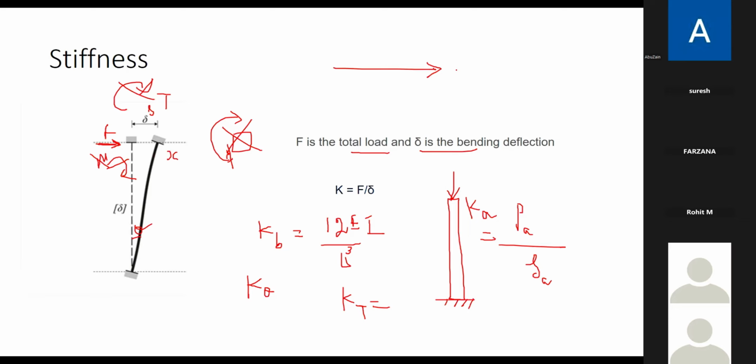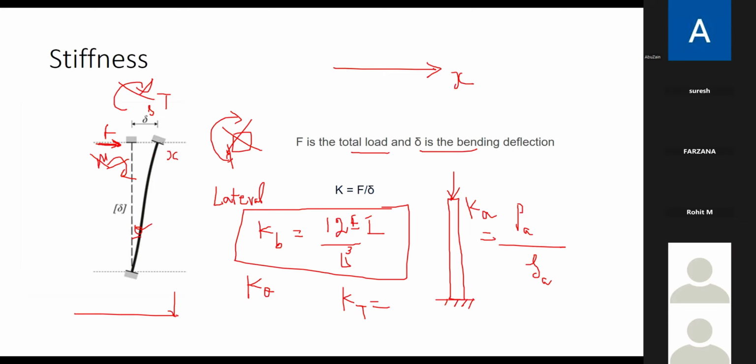So we will be using only this stiffness. What is this stiffness called? Bending stiffness, or you can say lateral stiffness. Lateral stiffness is correct, because I am applying the load laterally and finding the stiffness in the lateral direction. If it is a beam, I apply the load here and see how much it is deflected, or at midspan, how much it is deflected. So stiffness is an important parameter.